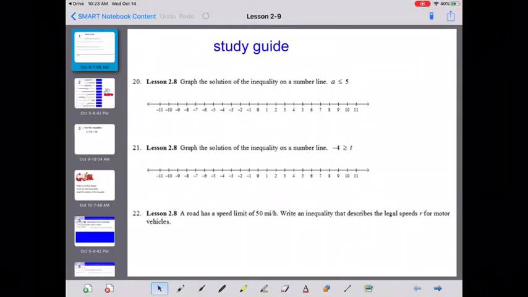This is lesson 2-9 from the Algebra Readiness textbook. For today's lesson, you will need a sharpened pencil and your notes packet. You'll find these study guide questions in your note packet.